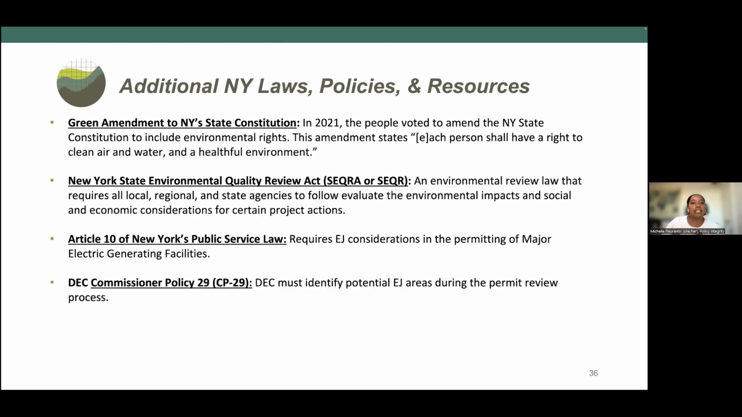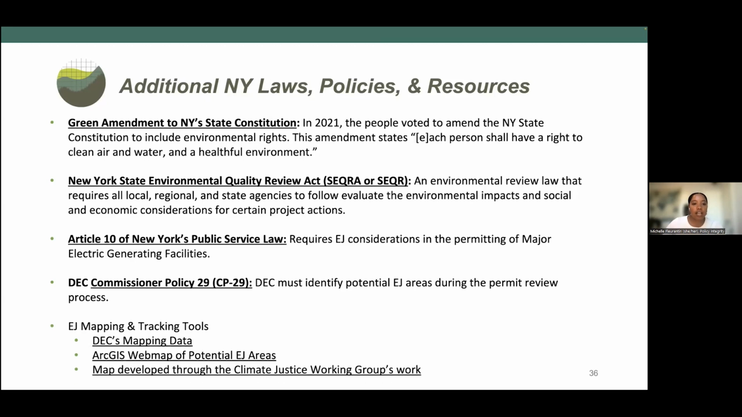And there is DEC Commissioner Policy 29, also known as CP 29, and this states that DEC must identify potential EJ areas during the permit review process. Something else I want to flag is that there are various EJ mapping and tracking tools, including DEC's mapping data, the ArcGIS web map of potential EJ areas in New York, and a map developed through the Climate Justice Working Group that I mentioned before.